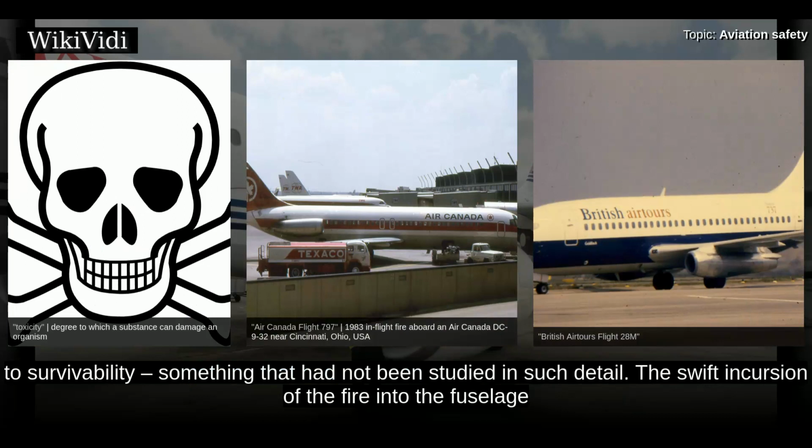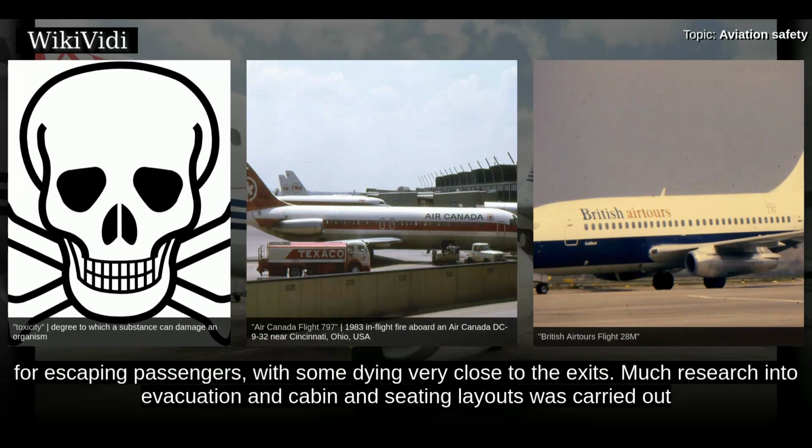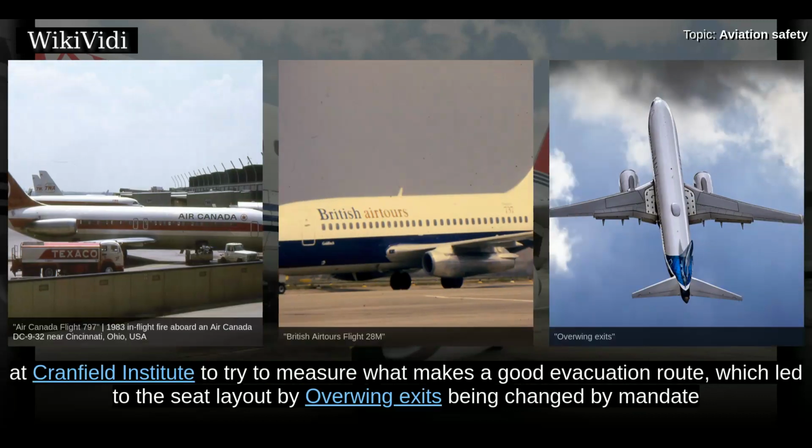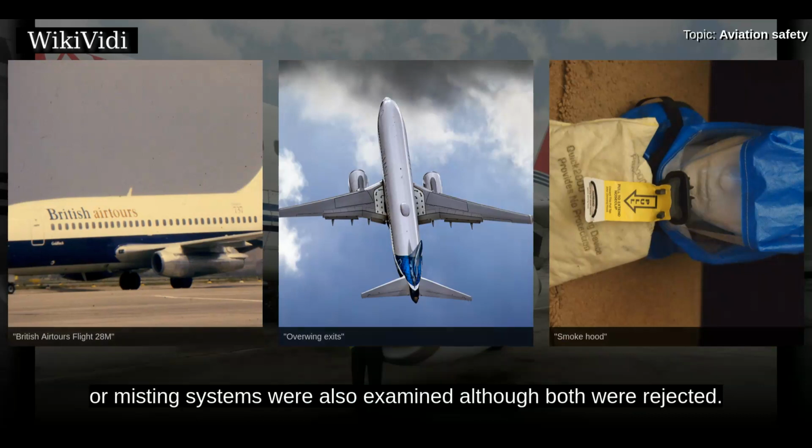The swift incursion of the fire into the fuselage and the layout of the aircraft impaired passengers' ability to evacuate, with areas such as the forward galley area becoming a bottleneck for escaping passengers, with some dying very close to the exits. Much research into evacuation and cabin and seating layouts was carried out at Cranfield Institute to try to measure what makes a good evacuation route, which led to the seat layout by overwing exits being changed by mandate and the examination of evacuation requirements relating to the design of galley areas. The use of smoke hoods or misting systems were also examined, although both were rejected.